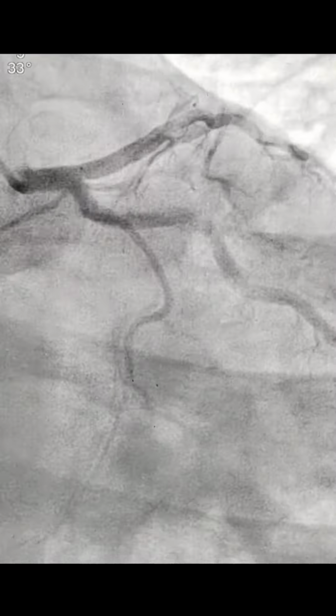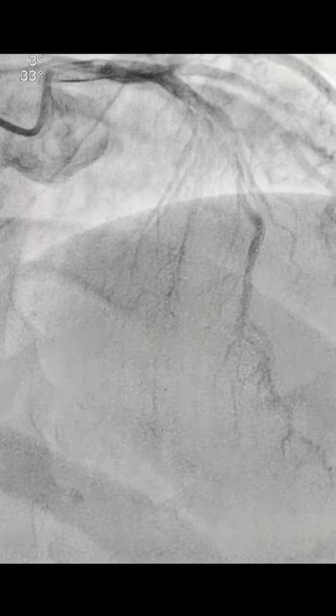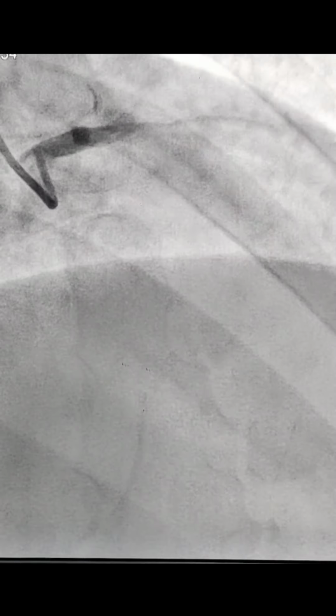And this is the RAO caudal view. There's a RAO caudal view. Everything is normal in the OM. This major OM, there's a mild lesion in the proximal. There's again the cranial view, and the same thing in this major OM there was a lesion. And LAD in the RAO cranial view, LAD is normal. With the JR catheter, this is the expected.